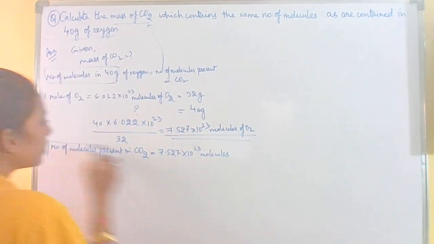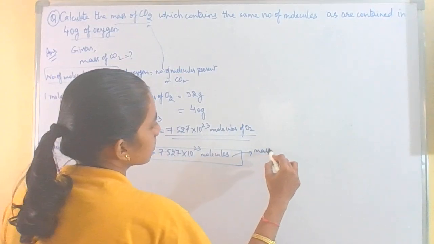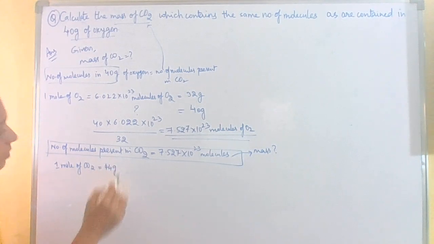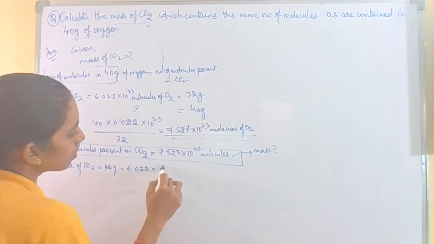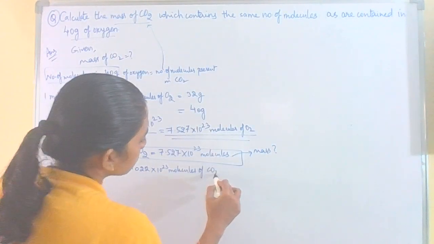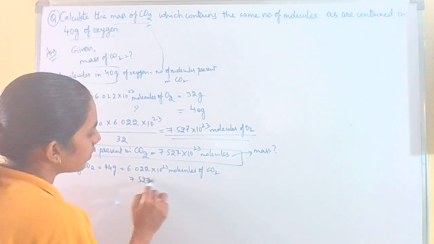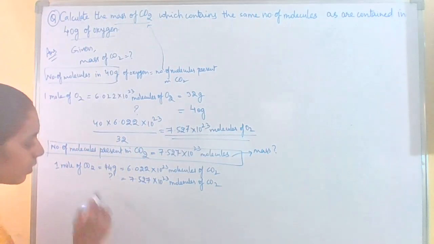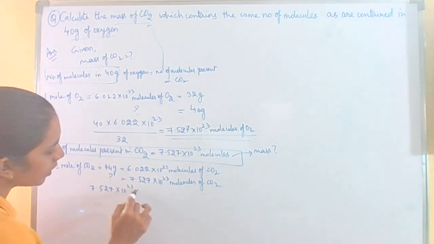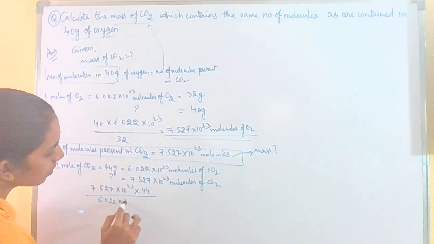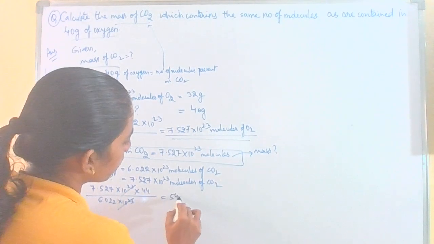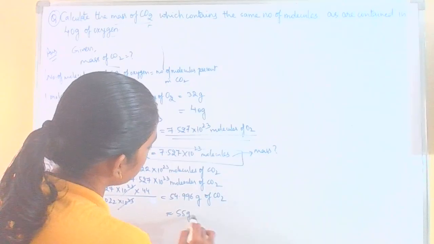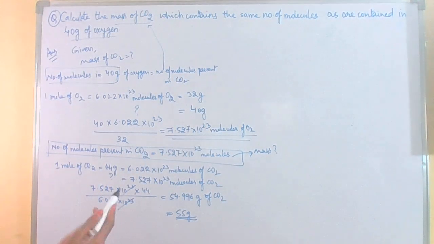Now you have to find the mass of this number of molecules. We know that 1 mole of carbon dioxide is equal to 44 grams, which is equal to 6.022 into 10 to the power 23 molecules of CO2. Then for 7.527 into 10 to the power 23 molecules of CO2, how much does it weigh? So 7.527 into 10 to the power 23 into 44 by 6.022 into 10 to the power 23. You will be getting the answer 54.996 grams of CO2. You can write it as approximately 55 grams. So the mass of CO2 present here is 55 grams.